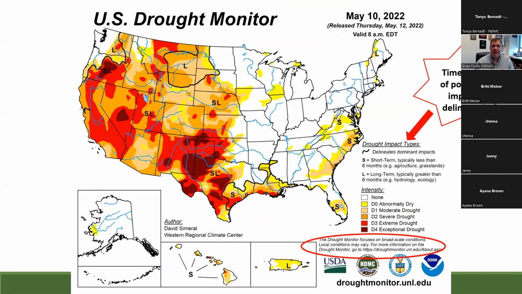So this is the most recent map that came out last Thursday. It comes out every Thursday morning. A new map will come out tomorrow. And you know, the weekly map is a good way of showing these changes, both in areas that have improved or worsened in a short period of time. On the map, you see these different labels, these S's and L's, and that correlates to different time scales of potential impacts that we're looking at. In some cases, you see an S and L, and it's both a short and long-term type of drought situation.